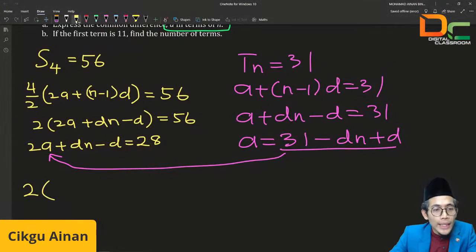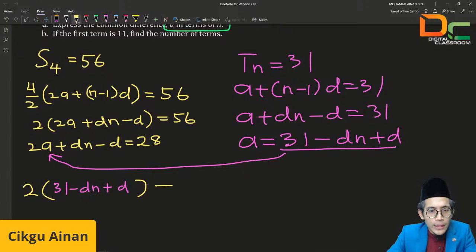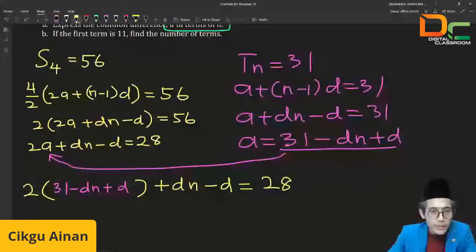Okay, so 2A. A is what? A, replace everything. The pink, where is the pink? I already changed to pink. Okay, so A is 31 minus dn plus d. Okay, and then plus dn minus d. Okay, equals 28. And then what else? Multiply. Okay.